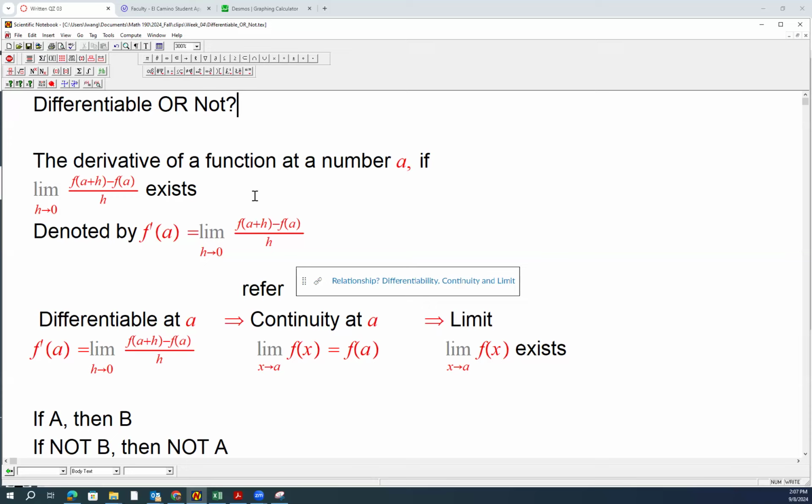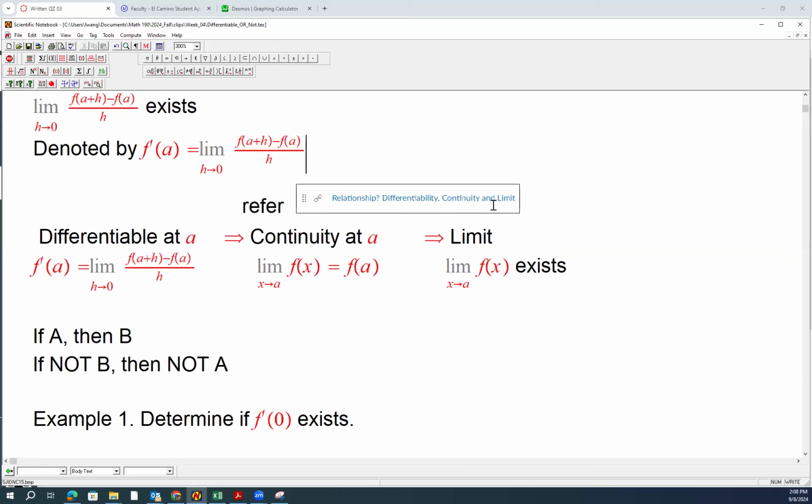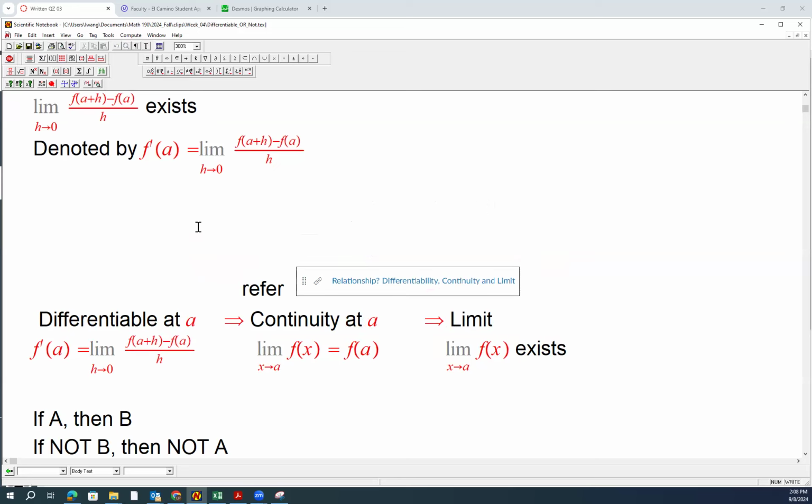We have the definition that if a function is differentiable at a point A, then this limit should exist. And if that limit exists, we denote it by the derivative of f at A. About this discussion in our previous lessons, we have proved a theorem. This theorem says if f is differentiable at A, then it is continuous at A.